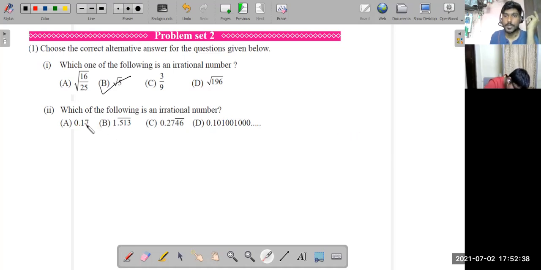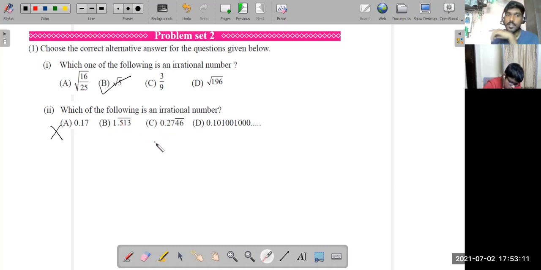Now look at the first one. The decimal representation is terminating. So will this be a rational number or irrational? This is rational, so not irrational. Look at the second one. Here it is non-terminating, but it is recurring. Will this be irrational? No, sir. It will be rational. Keep the definition in mind.